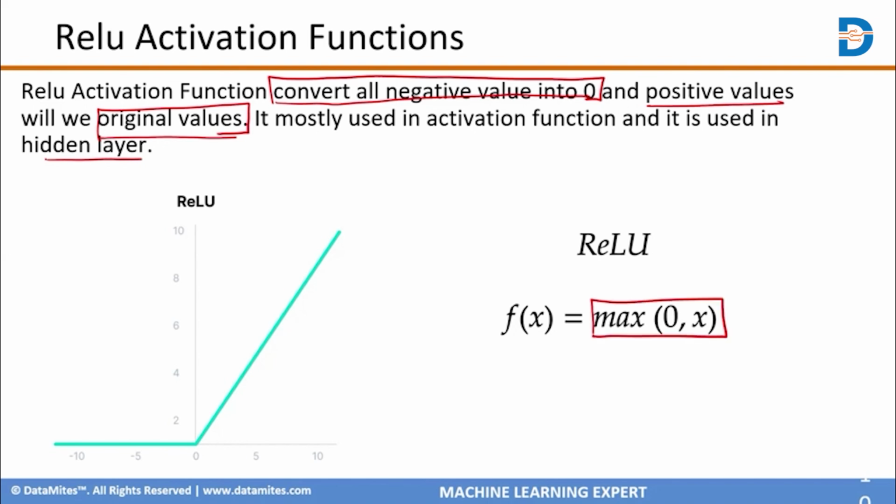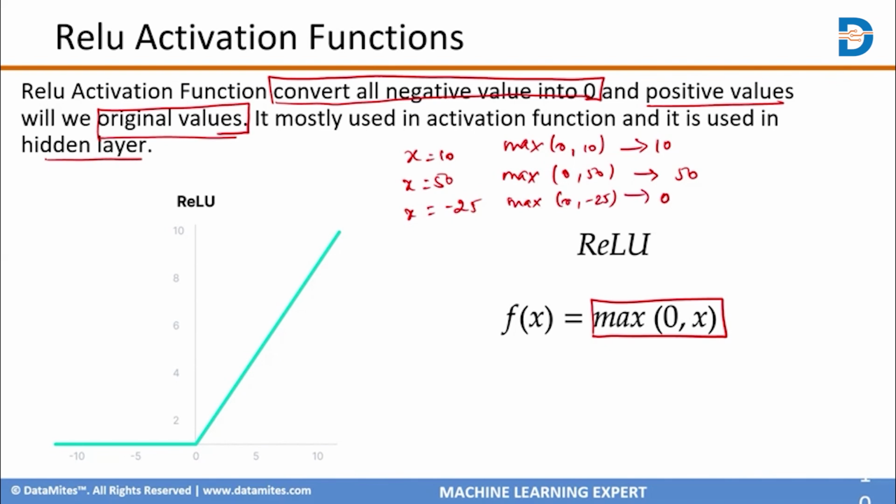So let us consider the x value as 10. When we apply the ReLU activation function, it's nothing but maximum of 0, 10. So the value will be 10. X is equal to 50. When we apply 0, 50, what happens? The maximum value will be 50. Let's take negative values. X is equal to negative 25. So 0, negative 25, it will be 0.